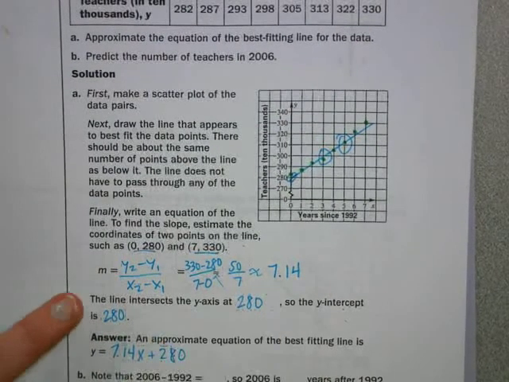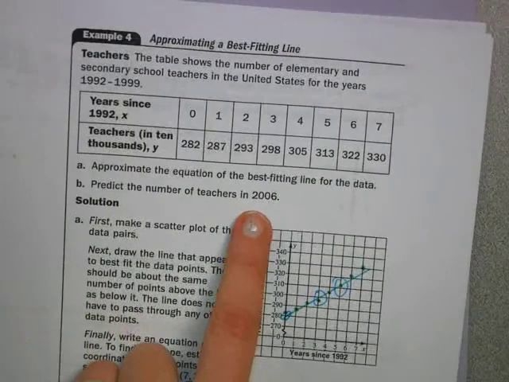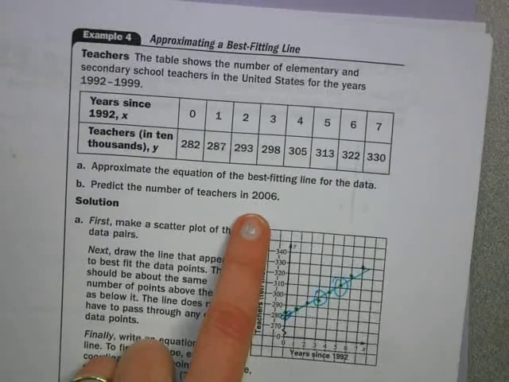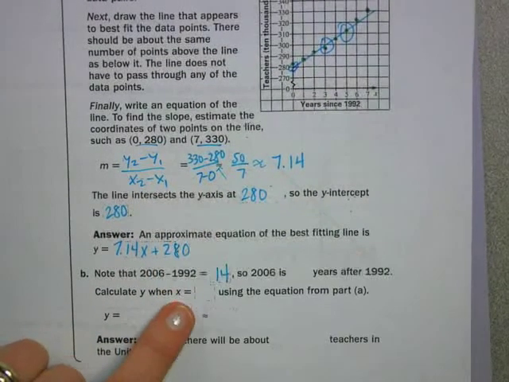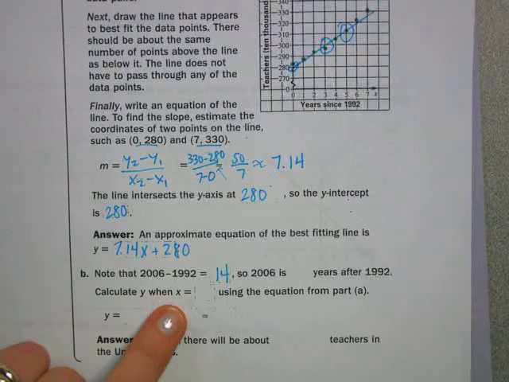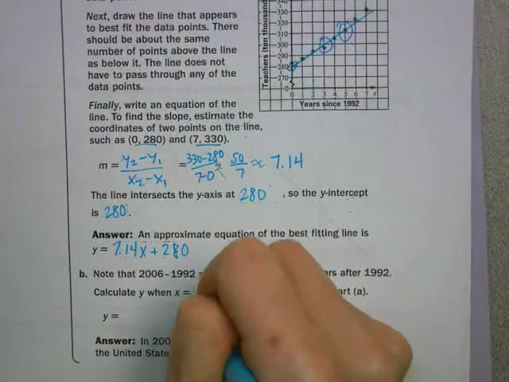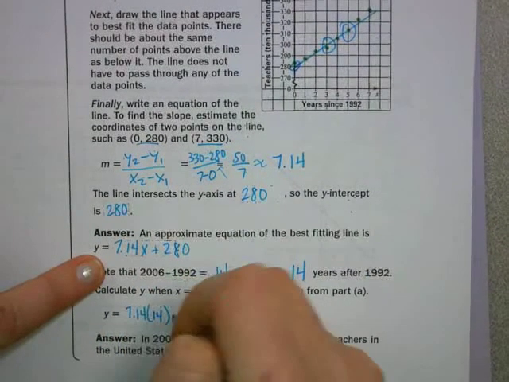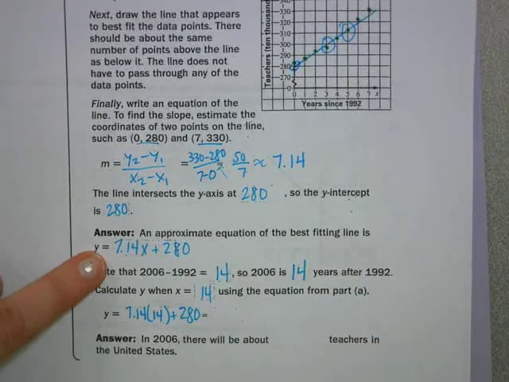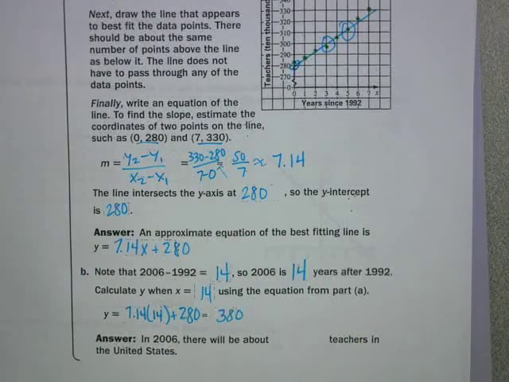Okay, then part B says to predict in 2006. What do you think it would have been back in 2006? Well, 2006 is 14 years since 1992. So we have to first do that. To get from 1992 to 2006, it was 14 years. So 14 is what we're going to be plugging in for x. So we take our new equation, 7.14, we plug 14 in there, add the 280 to see what happens. And when we type that into our calculator, we get 380. And was it exactly 380 thousands? 38,000 teachers? No.